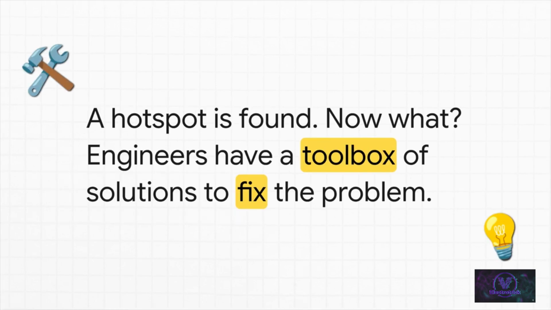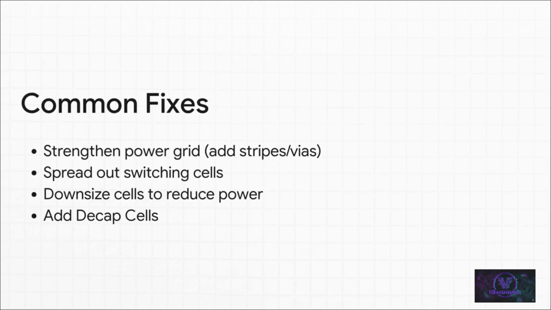So the simulation flashes a big red warning sign on one of these hotspots. Now what? What's in the engineer's toolbox to actually fix the problem? Well, they've got a bunch of options. The most straightforward fix is just to beef up the power grid itself, basically add more lanes to the electrical highway. They can also just physically move the busy cells apart so they're not all drawing power from the same spot. Sometimes they can even tweak a cell to make it use less power.